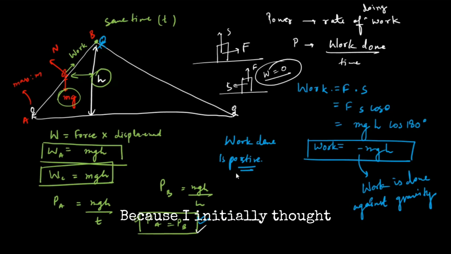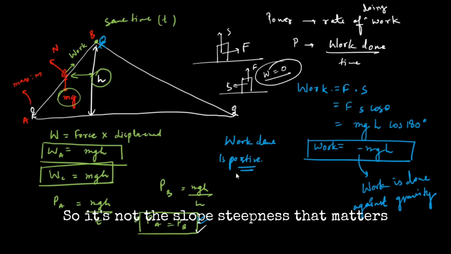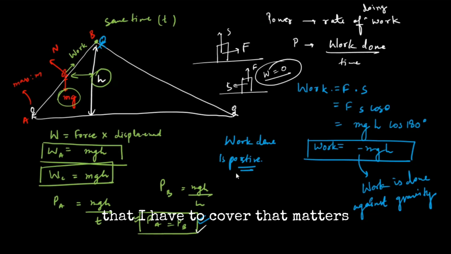Okay, because I initially thought that we are not completely parallel to the height, the altitude h, so it wouldn't work. Yeah, that is how you have to think here. So it's not the slope steepness that matters; it's the vertical height that I have to cover. Of course, yes. But the work being done here is the same, and so is the time. So if both quantities are the same, the power consumption will be the same.